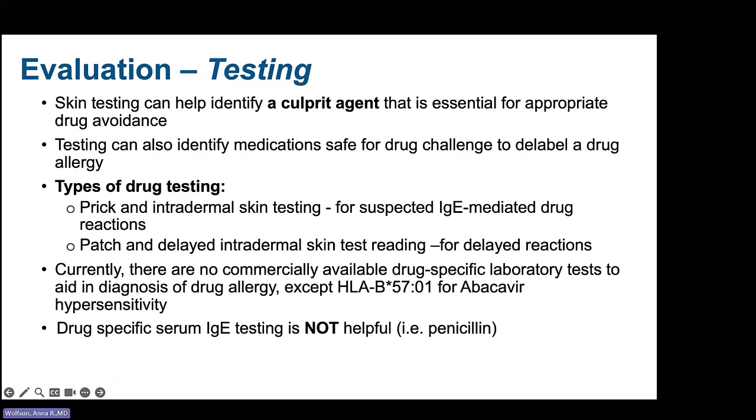So testing, what tests can we do? The first is that we can do skin testing in order to help identify a culprit agent. This can be useful if you're in the situation where a person had, for example, perioperative anaphylaxis. There were 10 medications given simultaneously. The idea here is to identify which of the medications was the culprit agent, usually one positive. Or the alternative is that the testing can also be useful to identify a safe drug for drug challenge in order to delabel the allergy.